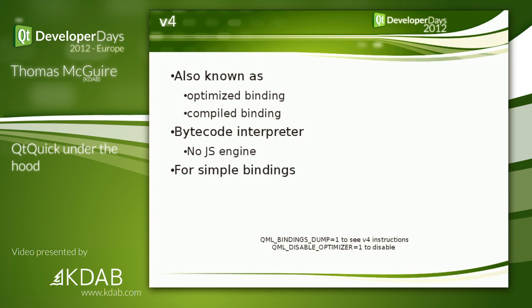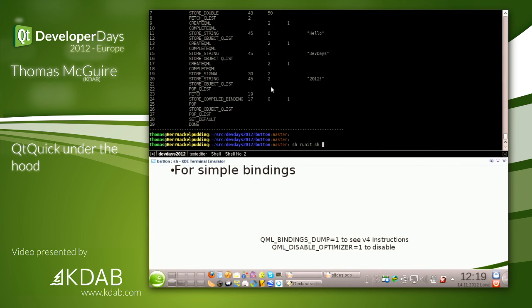Basically, it works like a CPU does. It has registers, it loads a property into a register, can multiply two registers, and then it can store or write back a register to a property value. There's also an environment variable, QML_BINDING_DUMP equals 1. We can have a look at that stuff.